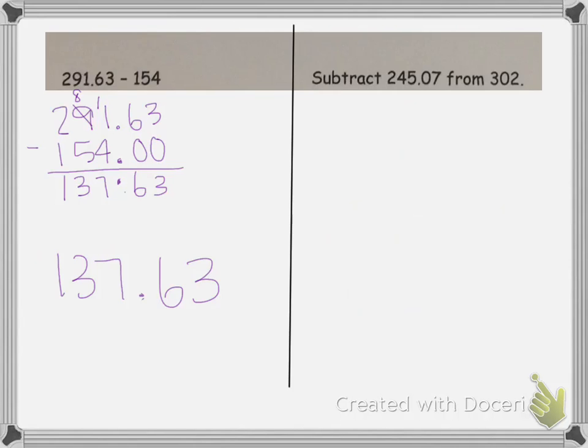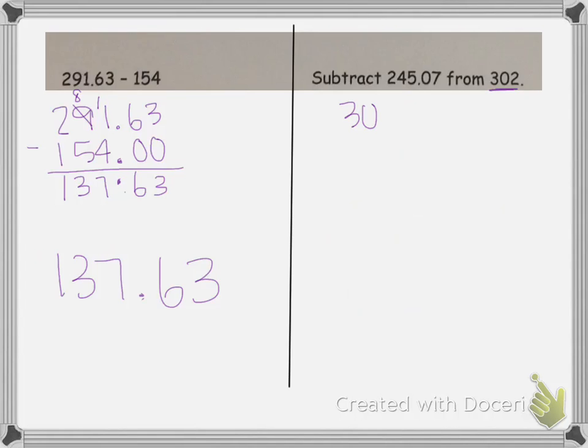Let's try one more. Now this one looks a little different from the other ones. It has words instead of symbols. It says subtract 245 and 7/100 from 302. Well, according to the steps in my 5 simple steps to add and subtract decimals, I need to line up the decimals. And because I'm subtracting, the larger number needs to go on top when I set up the problem. In this case, the larger number is the one mentioned second, 302.